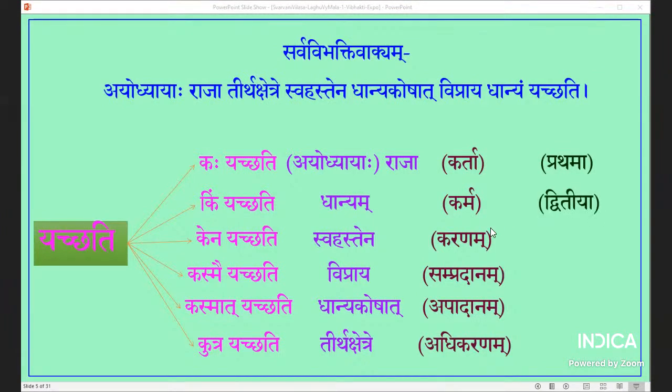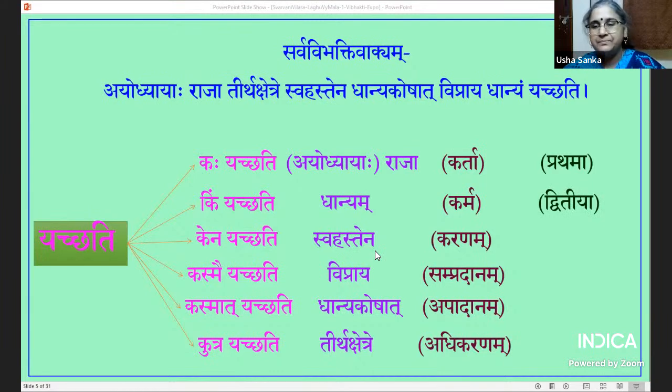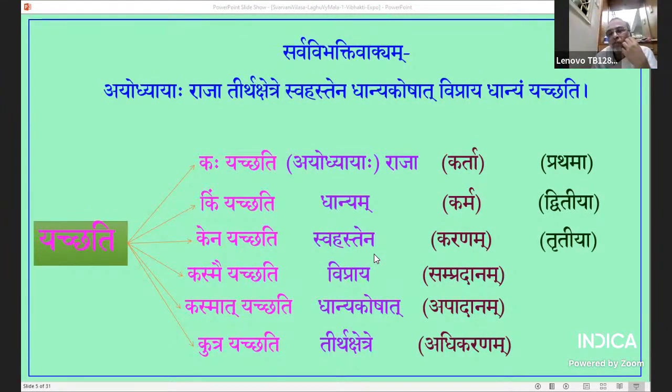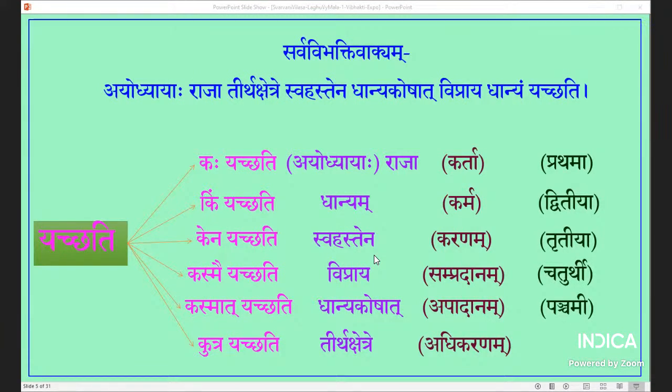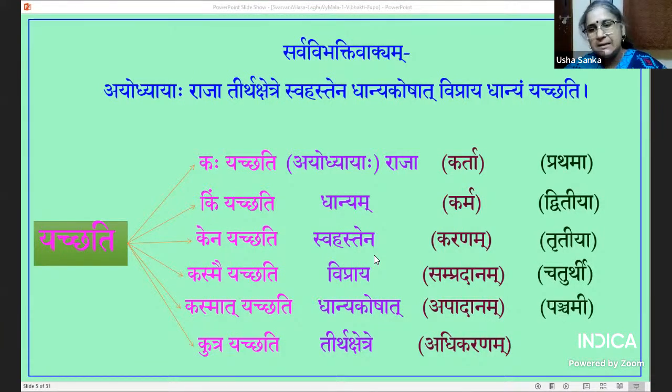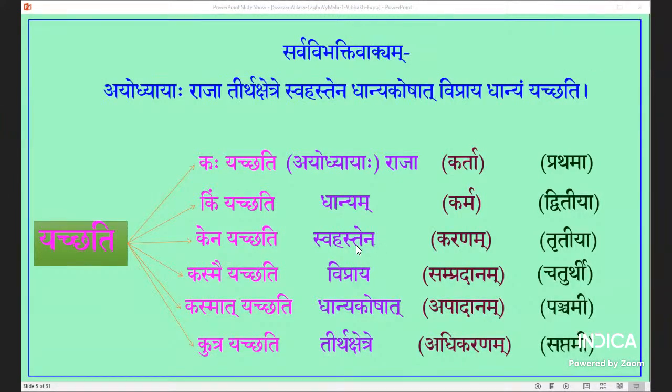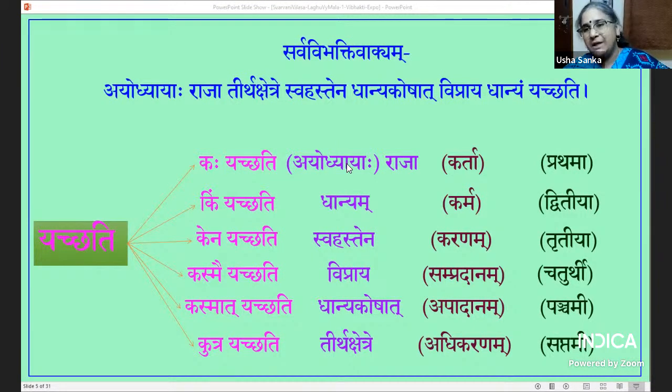Dvitiya. Swahastena, Tritiya Vibhakti. Tritiya, correct. And Vipraya, Chaturthi. Next, Panchami: Koshat is Panchami, and Kshetre is Saptami. Right. So this is Shashti, Ayodhya.